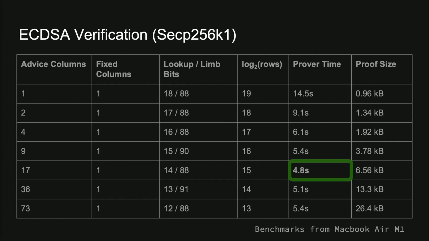And here is a similar table for ECDSA for secp. And so this is a smaller circuit, but it follows the same pattern where proof sizes go up, and then you reach some optimum or lowest proving value, and then it goes up again. And so for us here, it's going from 15 seconds down to 4.8 seconds.